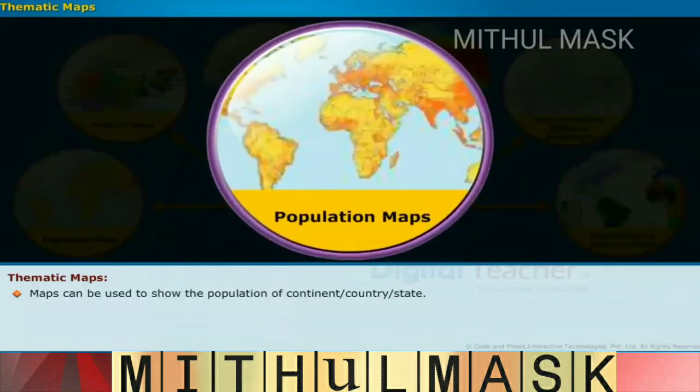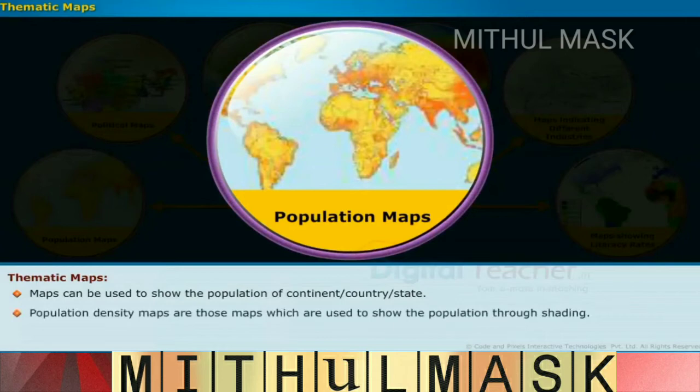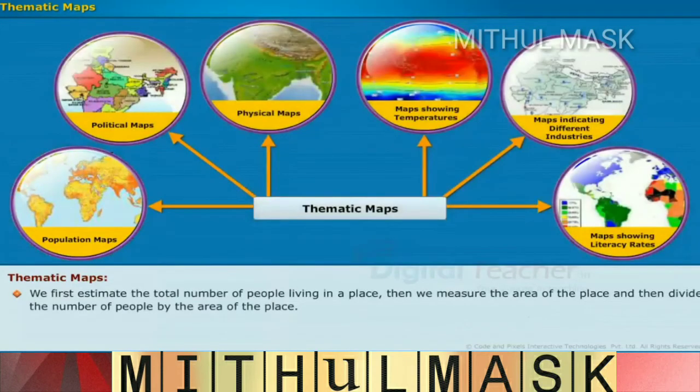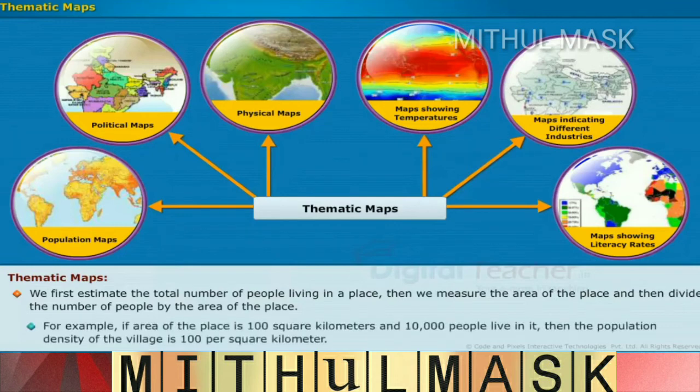Maps can be used to show the population of a continent, country or state. Population density maps are those maps which are used to show the population through shading. We first estimate the total number of people living in a place. Then we measure the area of the place and divide the number of people by the area of the place. For example, if the area of the place is 100 square kilometers and 10,000 people live in it, then the population density of the village is 100 per square kilometer.